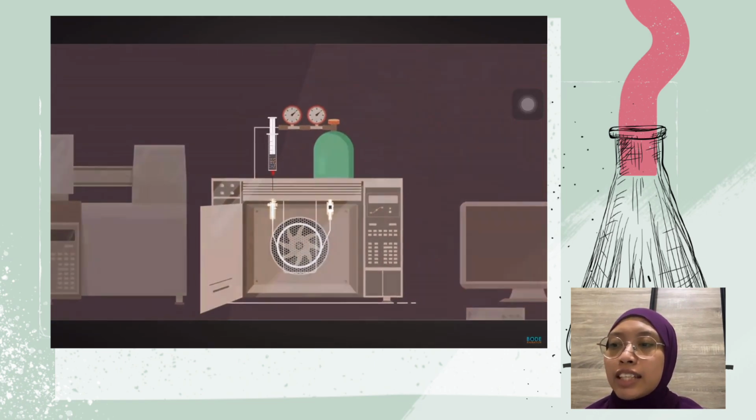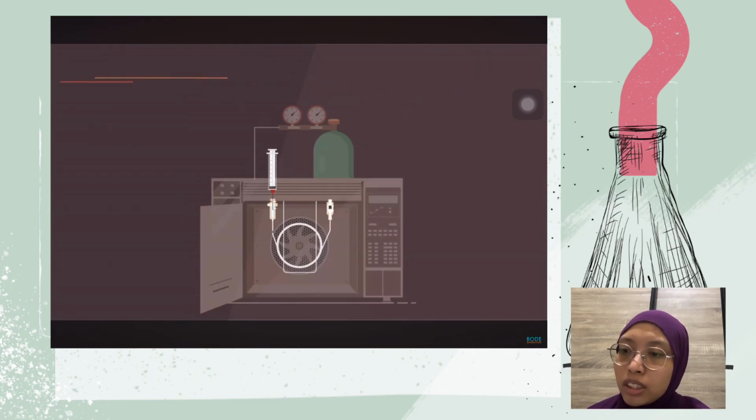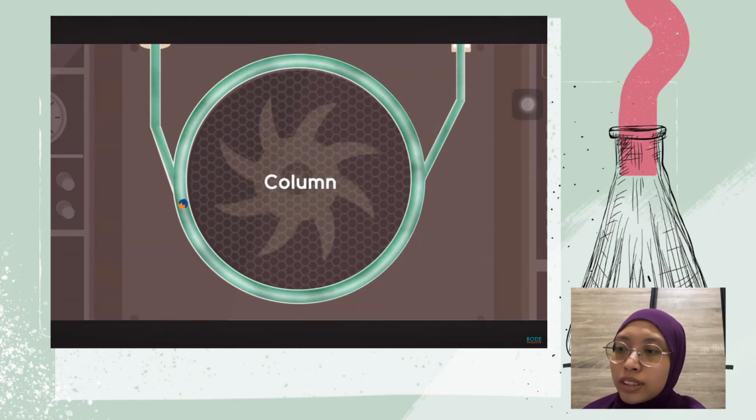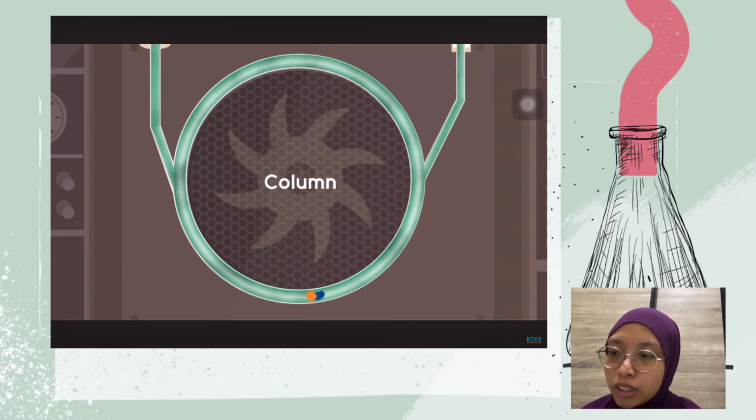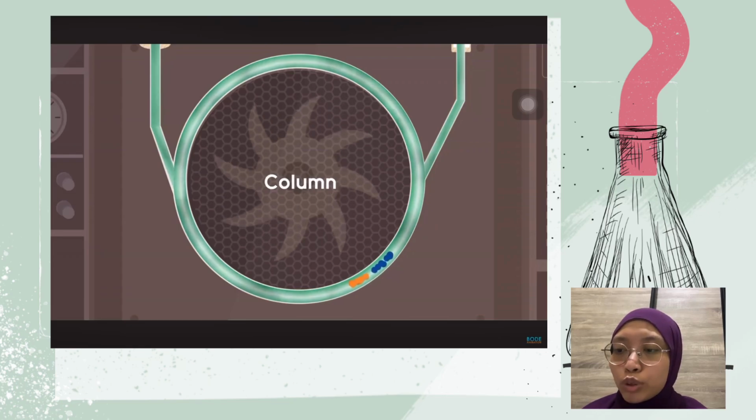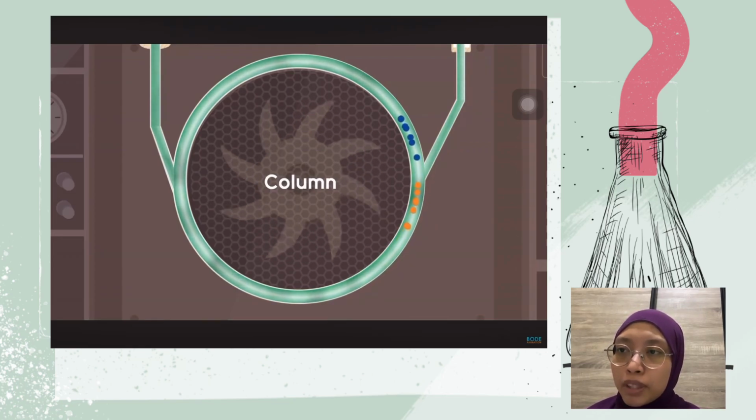Here, an inert gas such as helium carries the sample through the column. Different substances in the sample interact differently with the column stationary phase depending on their chemistry. This causes them to travel through the column at different speeds, thus separating them.